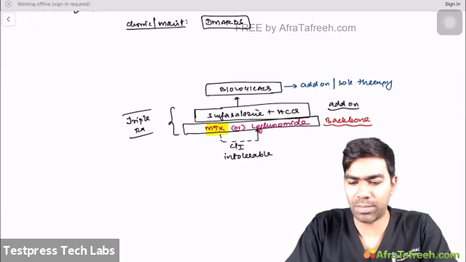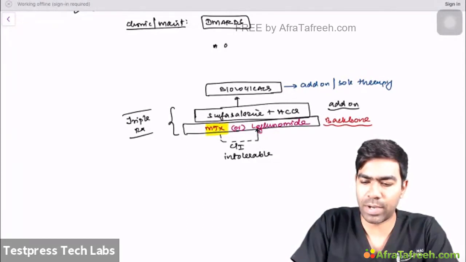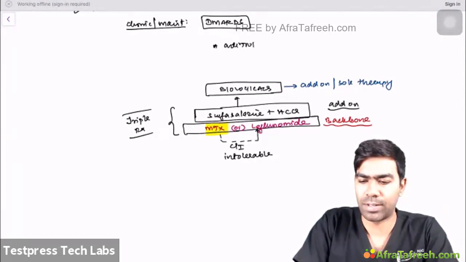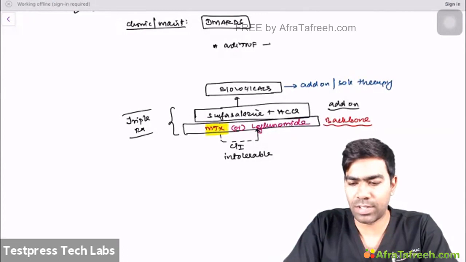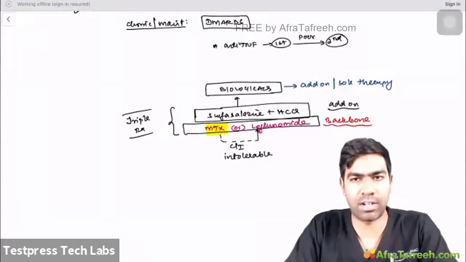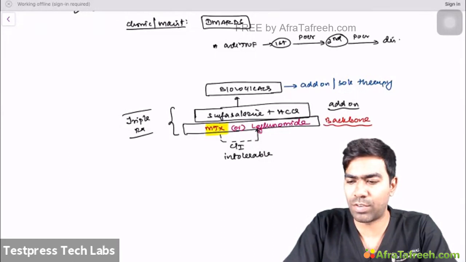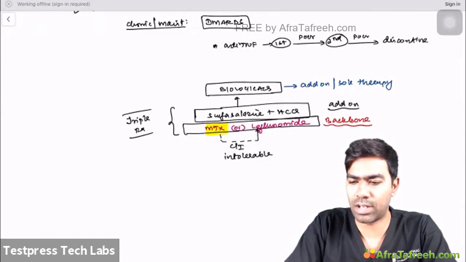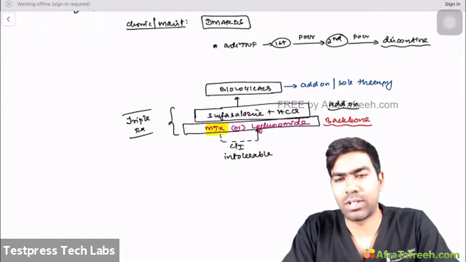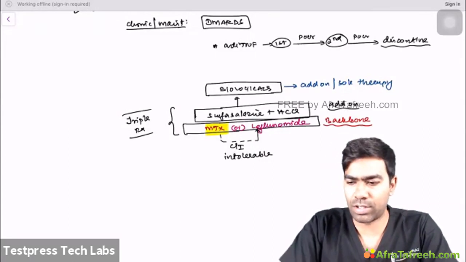There are many different types of biologicals we have. And the commonly used biological is the anti-TNF drug. Usually you start with anti-TNF. This is the first drug to start with. Suppose you have a poor response with the first drug, then you have a different second drug, a second anti-TNF drug. If you still get a poor response, then you have to discontinue anti-TNF drugs and go to another biological. So discontinue anti-TNF as a whole.